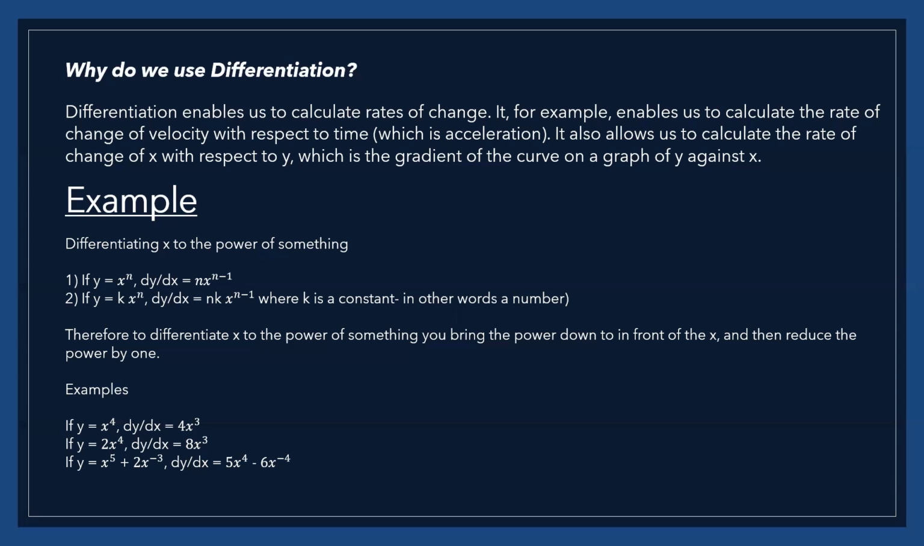As an example, if y equals x^4, then dy/dx equals 4x^3. If y equals 2x^4, then dy/dx equals 8x^3. If y equals x^5 plus 2x^(-3), then dy/dx equals 5x^4 minus 6x^(-4).